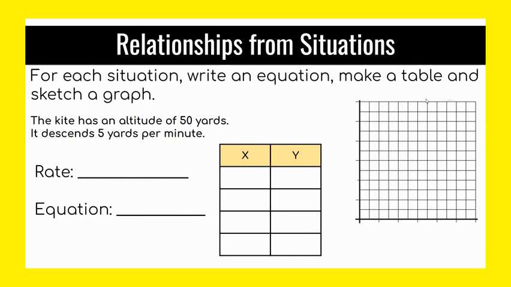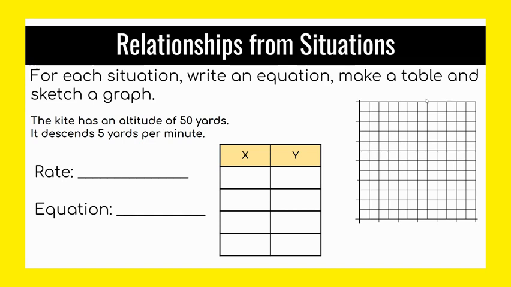The kite has an altitude of 50 yards. It descends 5 yards per minute. Okay, I already have an altitude. The kite is already in the sky. Therefore, you have a starting point. And as soon as you have a starting point, the situation is non-proportional. So I have to add on that starting point.